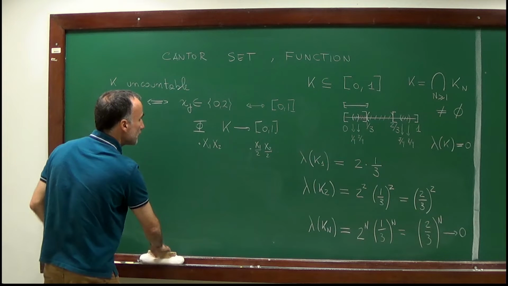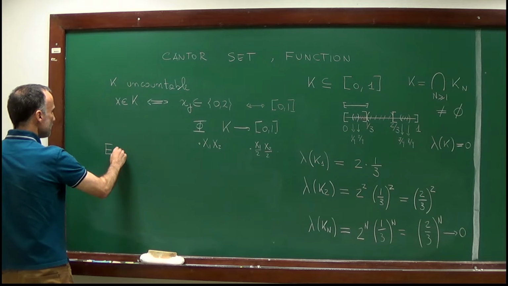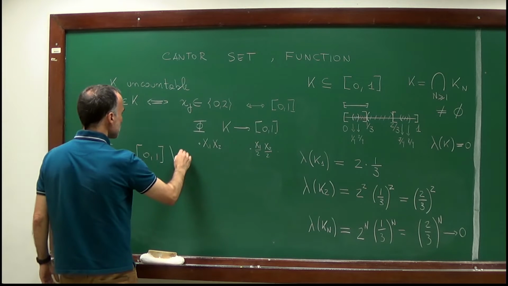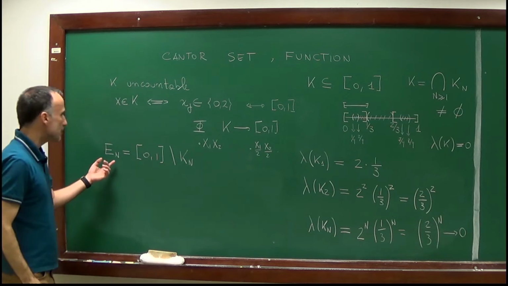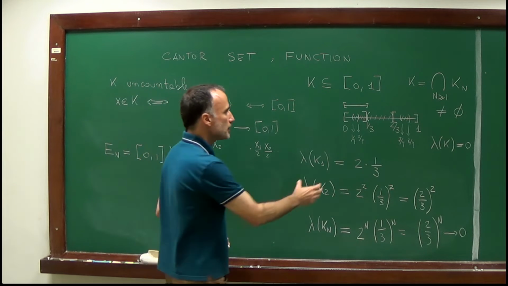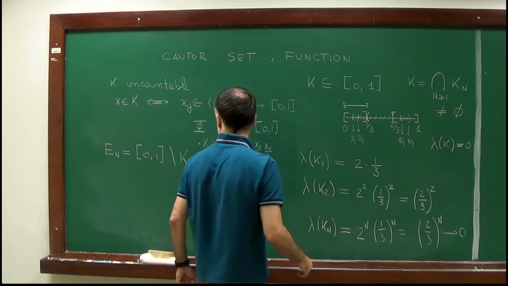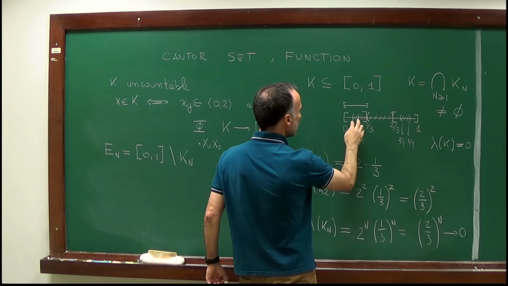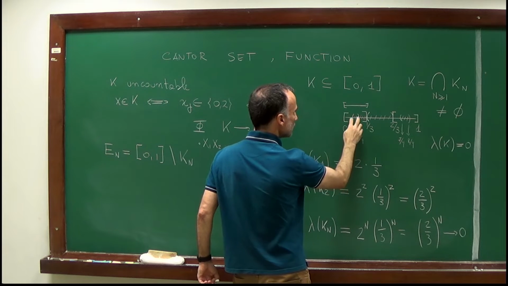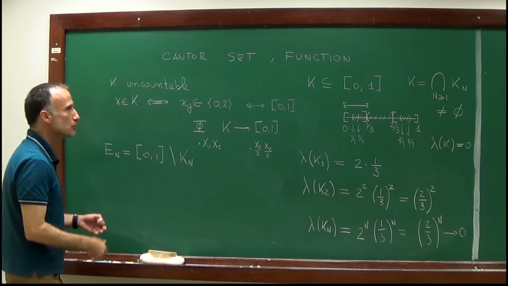So in order to define this function, let me just introduce a new notation. En will be the interval [0,1] minus the set Kn. So En is a finite union of open intervals. E1 is the open interval (1/3, 2/3). Then E2 is composed of these three intervals: (1/9, 2/9), (1/3, 2/3), and then (7/9, 8/9). This is E2, and so on.